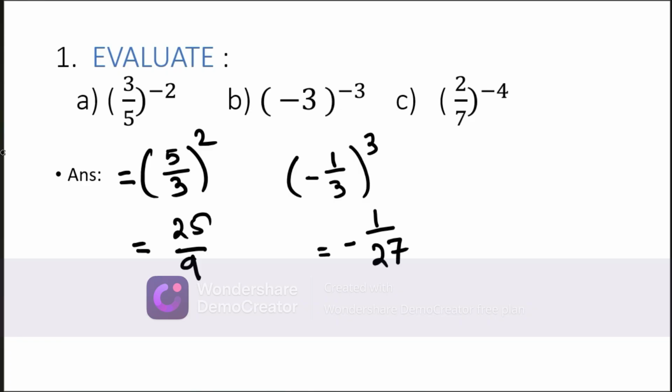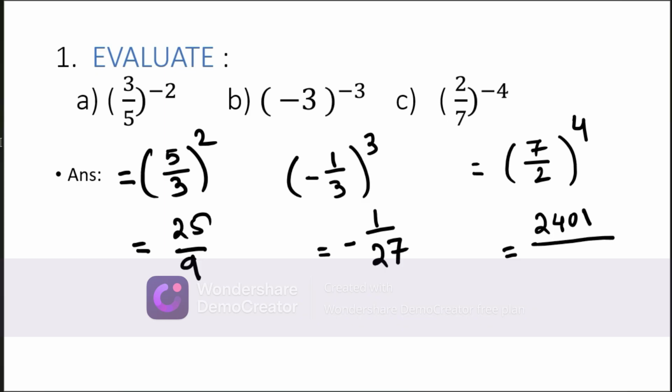Now 2 by 7 whole to the power minus 4. Now I want to change it into positive exponent form. So just write the reciprocal, 7 by 2 whole to the power 4. So 7 to the power 4 is 2401 by 2 to the power 4 which is 16. Or you can write it in mixed fraction form. Now go to the next problem.